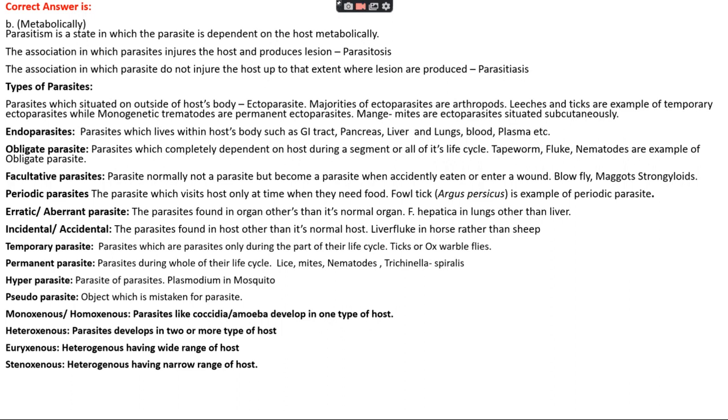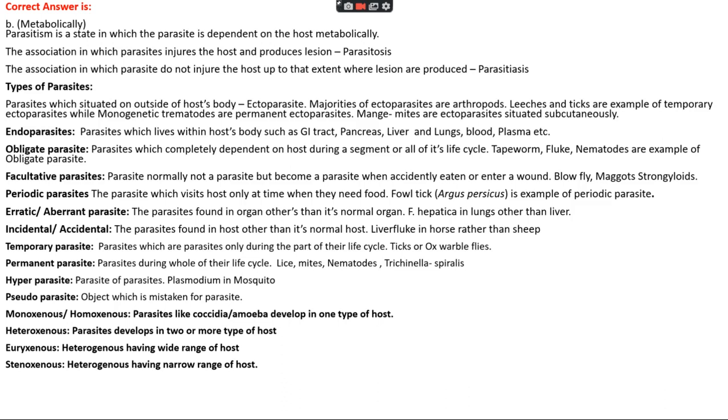Facultative parasites are normally not parasites, but they become parasites when accidentally eaten or when they enter a wound. For example, blowfly maggots, Strongyloides, etc. Periodic parasites are those which visit the host only when they need food, like fowl tick, Argas persicus. Erratic or aberrant parasites are found in an organ other than the normal organ. For example, Fasciola hepatica is normally found in the liver, but if found in the lungs, then it is an erratic or aberrant parasite.